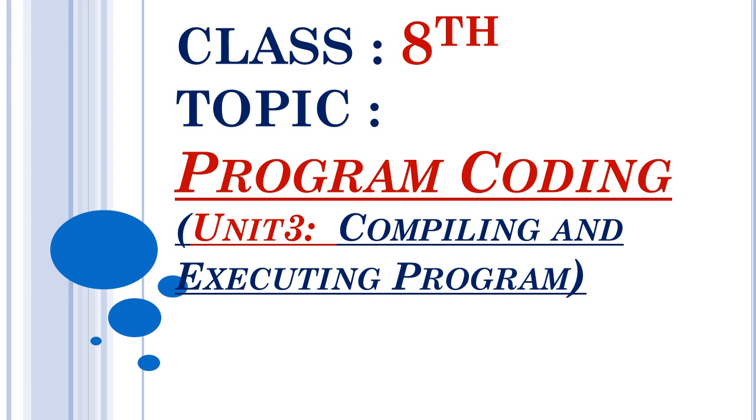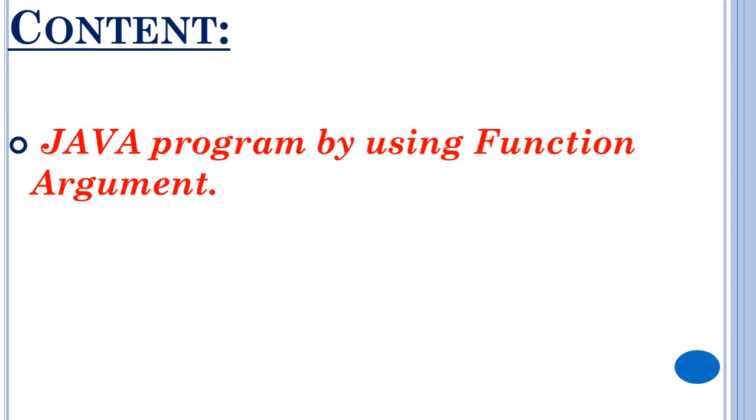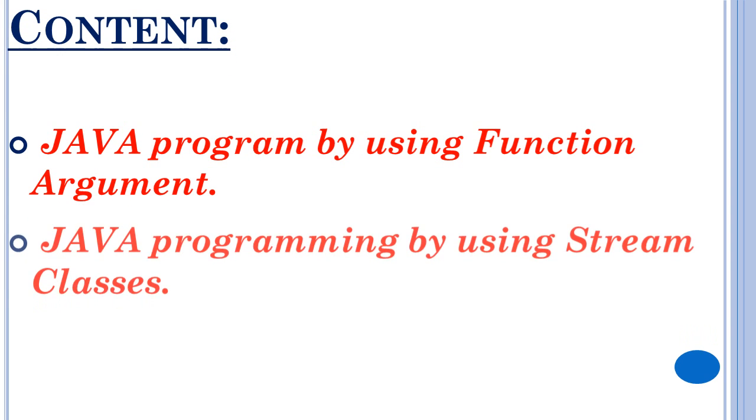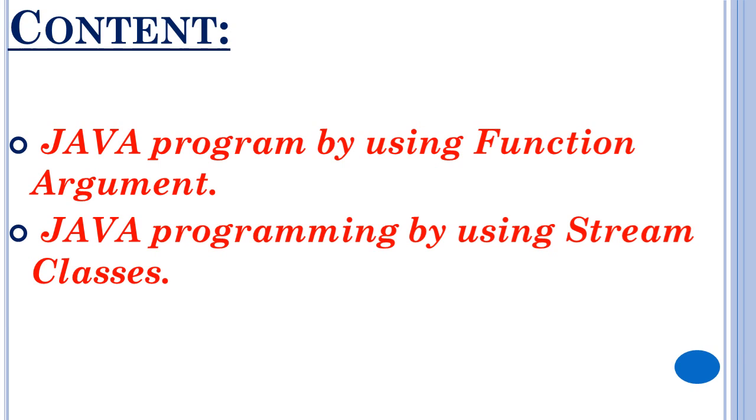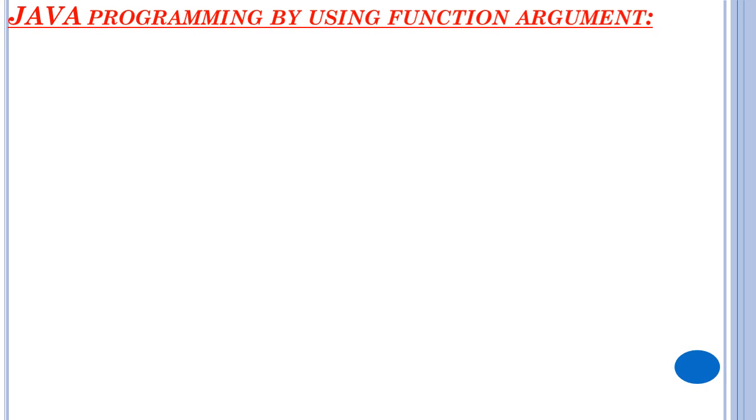Today I am going to continue unit 3 from the lesson program coding, that is compiling and executing a program. First is about Java programming by using function argument. Second is Java programming by using stream classes. First, Java programming by using function argument, right?